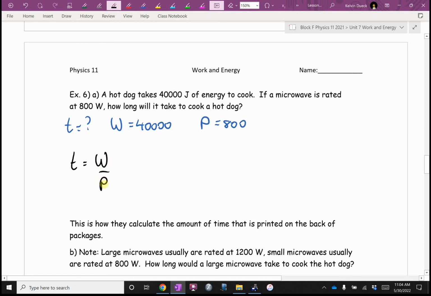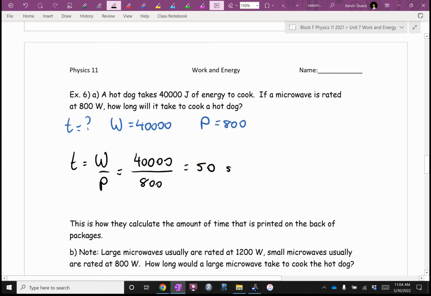It's going to be 40,000 over 800. How long will it take? 50? I think 50 seconds, yeah? By the way, if you're nuking a hot dog for 5 seconds and then biting it, it won't be pleasant.